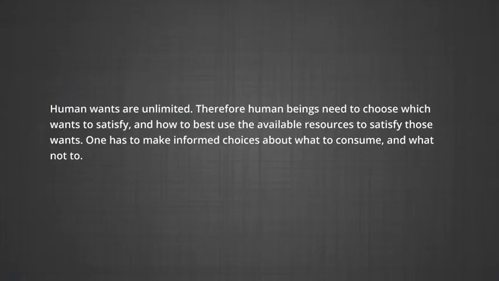With the resources that one has, all the wants of an individual cannot be fulfilled at any given point of time. Therefore, human beings need to choose which wants to satisfy and how best to use the available resources to satisfy those wants. One has to make informed choices about what to consume and what not to consume. For example, if you have 100 rupees as pocket money every month and you love to consume ice creams, chocolates, biscuits, how should you spend the 100 rupees such that you get the most out of your money?